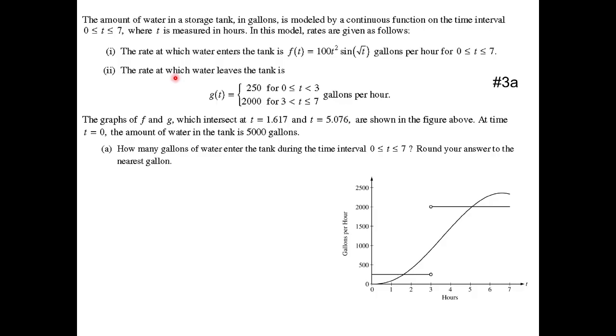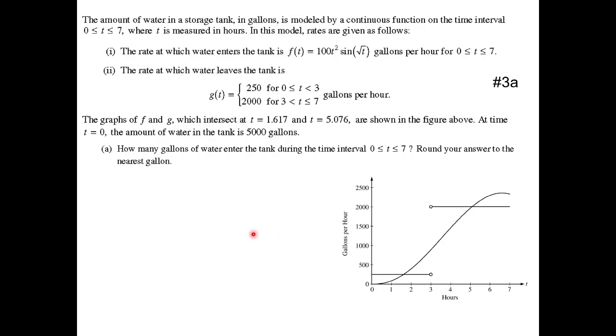We also have water leaving the tank, and that's given by this piecewise function, which is kind of simpler. Between times 0 and 3, water is leaving the tank at 250 gallons per hour, and then, I mean, something must have happened to bust this thing open, because 2,000 gallons per hour is what's happening between 3 and 7. Now we're given the graphs of f and g, which was nice of them, and they told us that these intersect at 1.617, which is right here, and this must be the 5.076 they're talking about. And then we're also told, and this will be important later on, that at time zero, the amount of water in the tank is 5,000 gallons.